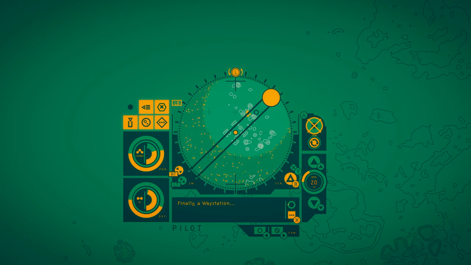Finally, a way station. With this active, we can call for retrieval all across the bloom. Useful when we run low on oxygen. Open the terminal and we can resupply, and see if Manet left any map data behind.